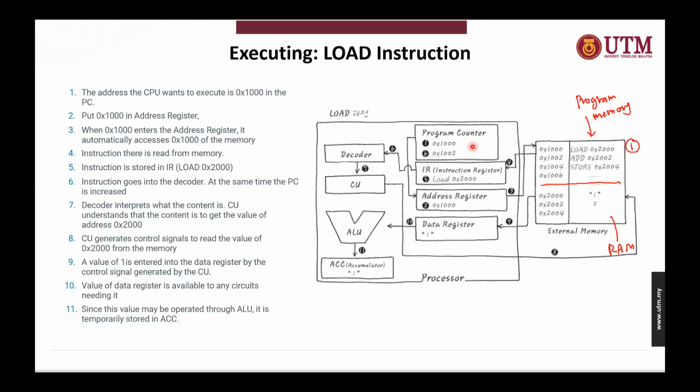Okay, so here we look at the first step. The address the CPU wants to execute is located at address 1000 in the PC. Since this is a program memory, the program counter points to this address. Okay, this is the PC. Next, take this address and put it inside of the address register. So the program counter points to address 1000. Take the address, put it inside of the address register.